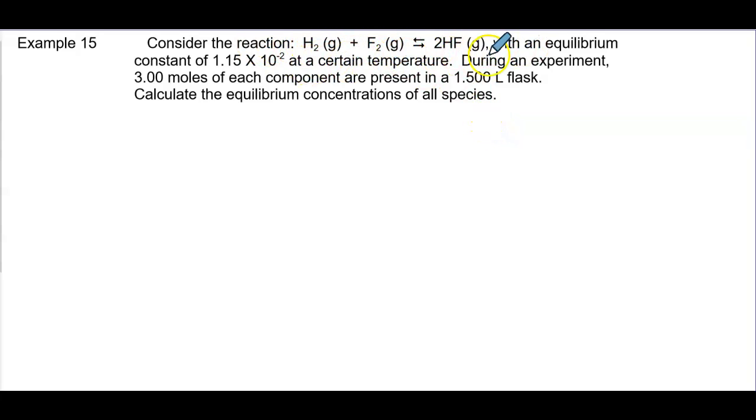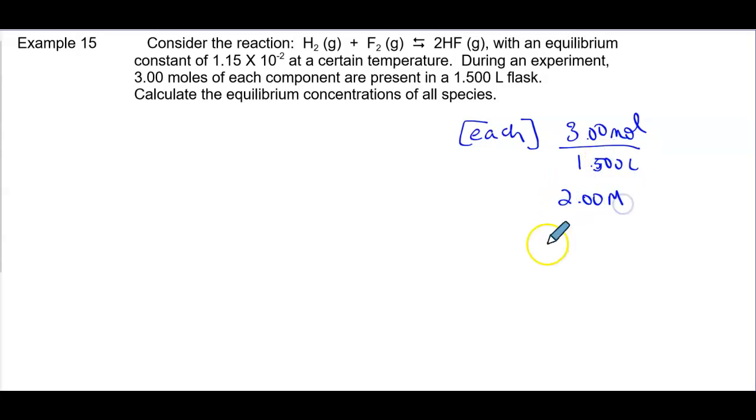As I read this, it tells me during an experiment, 3 moles of each component are present at 1.5 liters. So each would be all of these. Each has to be all. So for each, we know the concentration is going to be 3.00 moles over 1.500 liters. So we get 2.00 for my concentration for all of them. So that is the initial concentration.